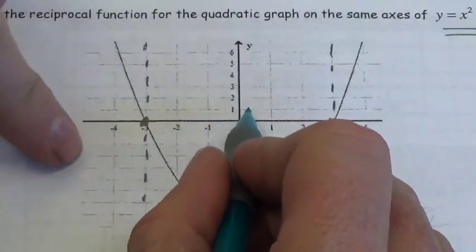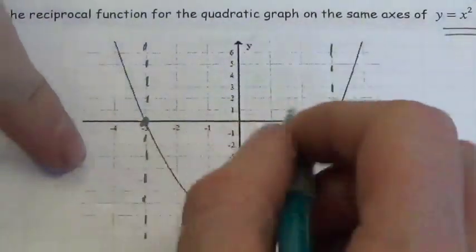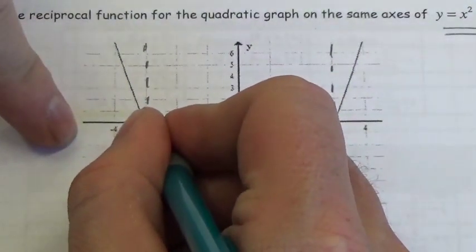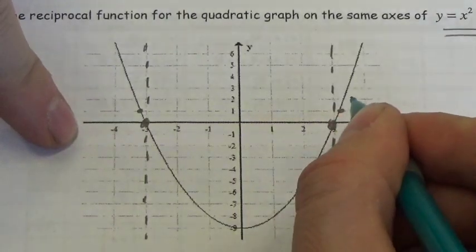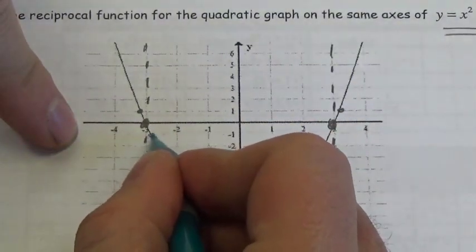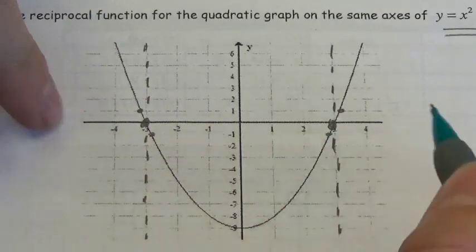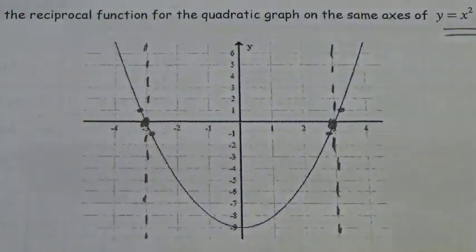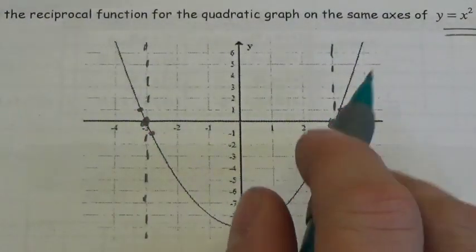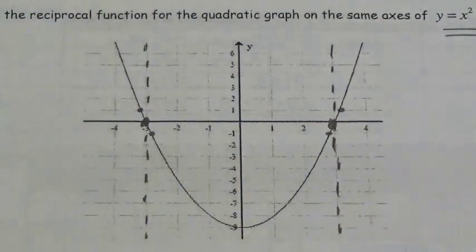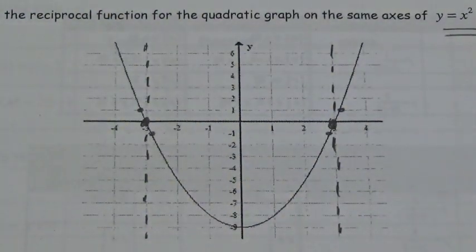Additionally, we're going to identify where the original graph goes through positive 1 right there, and negative 1 right there, and right there. Okay? So those are our invariant points. Those 4 points are going to show up on the reciprocal graph as well.